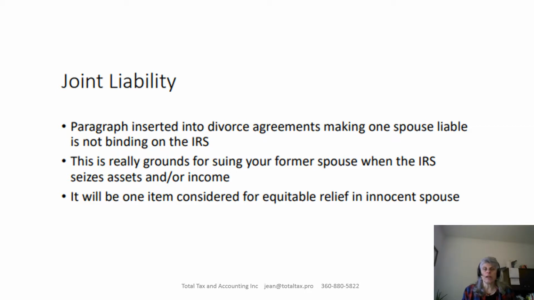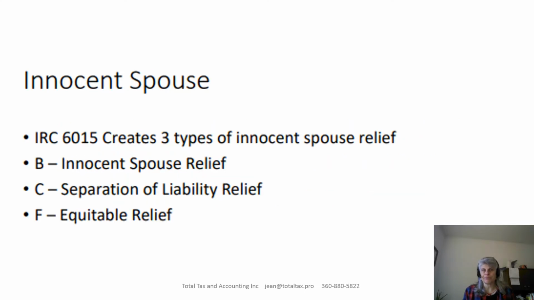And this would be one item that would be considered for equitable relief in innocent spouse, and I'll touch on what that means in a few slides here. So innocent spouse, Internal Revenue Code 6015 creates 3 types of innocent spouse relief. So B, C, and F, don't know why there's no A and E and D, but this is how the IRS rolls. B is innocent spouse relief, C is separation of liability relief, and F is equitable relief, which we just sort of mentioned in the last slide.